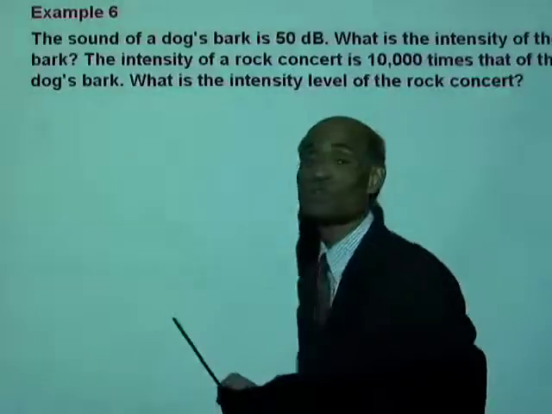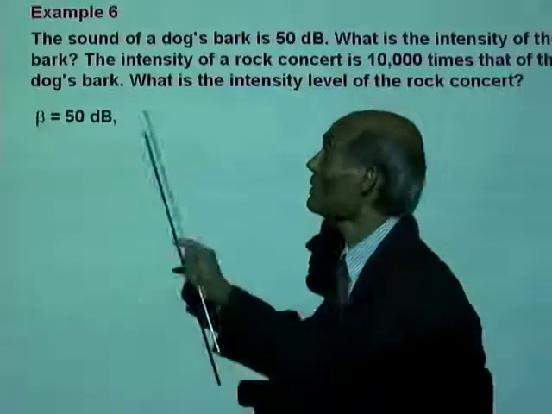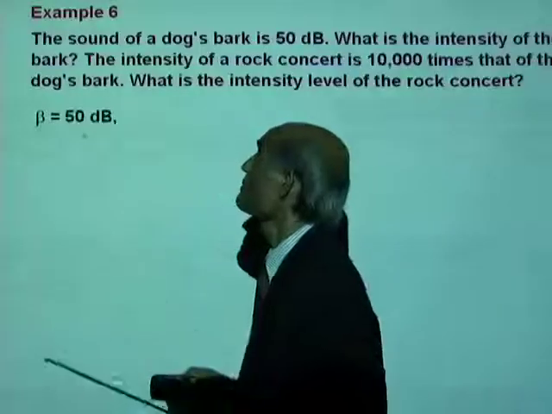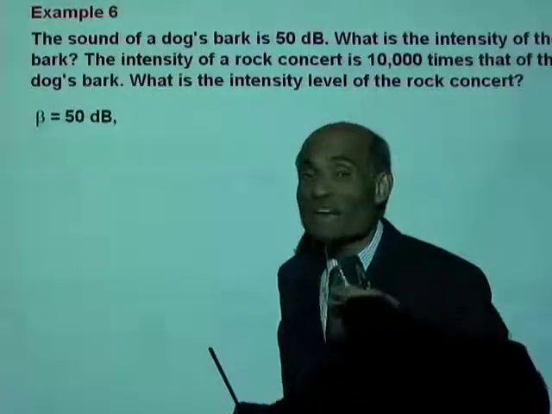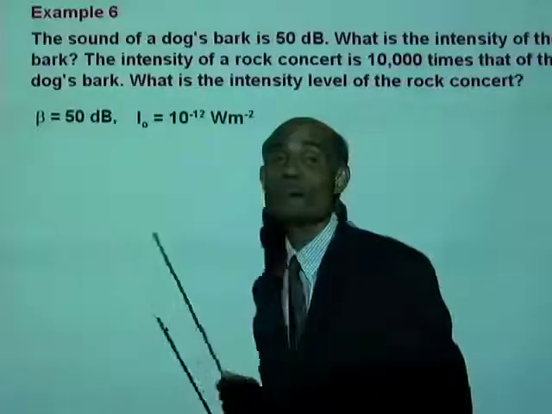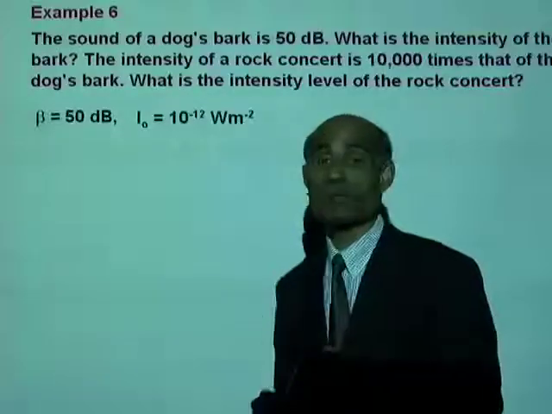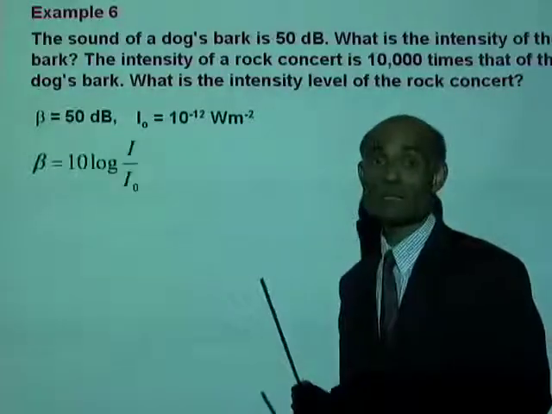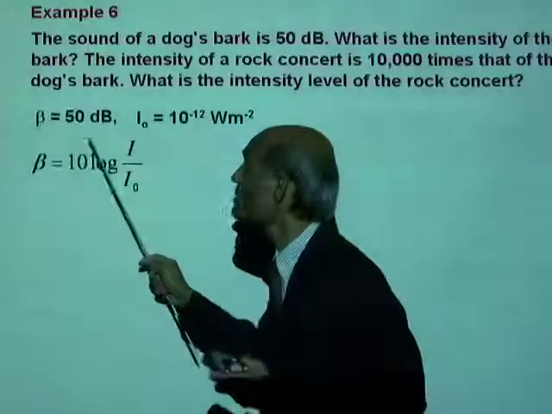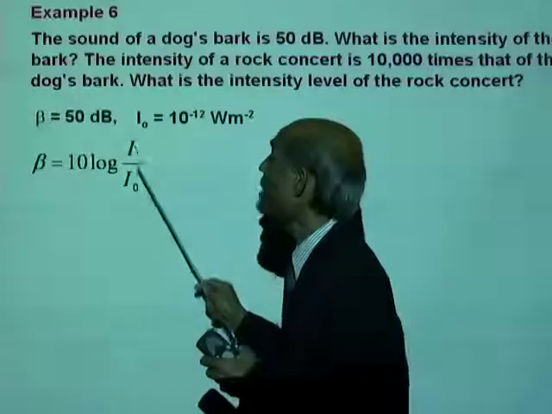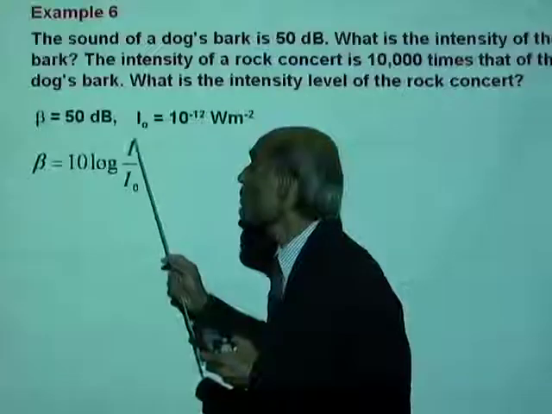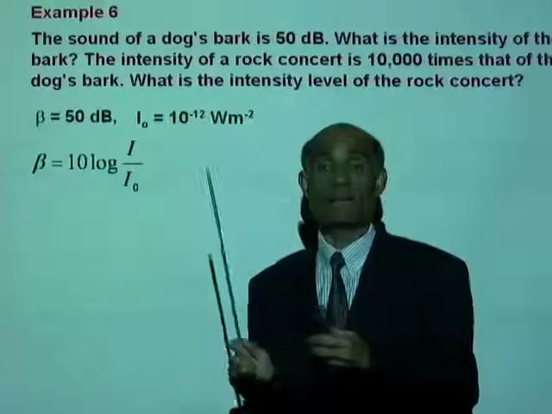Alright, let's start with the first part. What are the things we know? You are given the intensity level, beta equal to 50 decibels. You need to find the intensity of that sound. Alright, I0 we know is 10 to the power of -12 watt per square meter. And we go to our old equation, beta equal to 10 log I over I0. You know beta, you know I0, we need to solve for I.